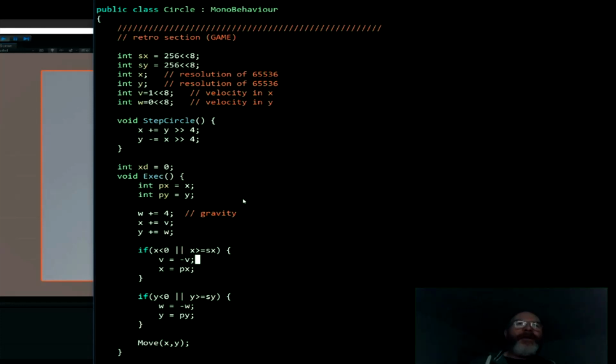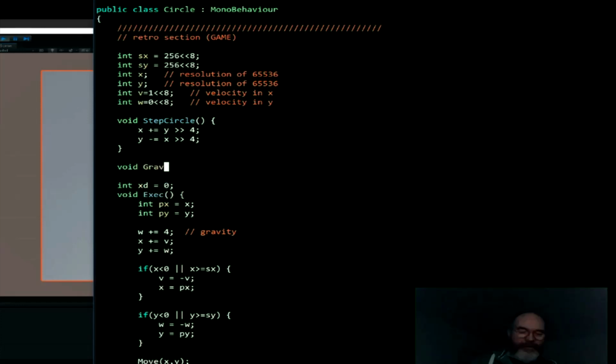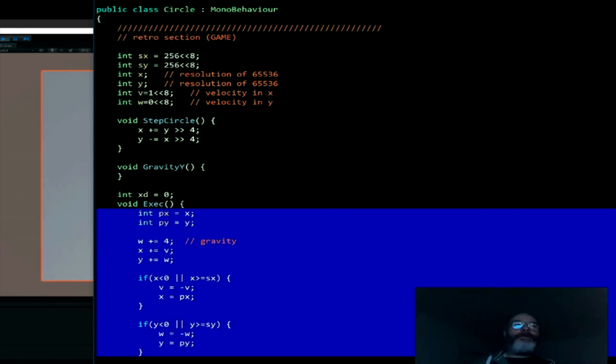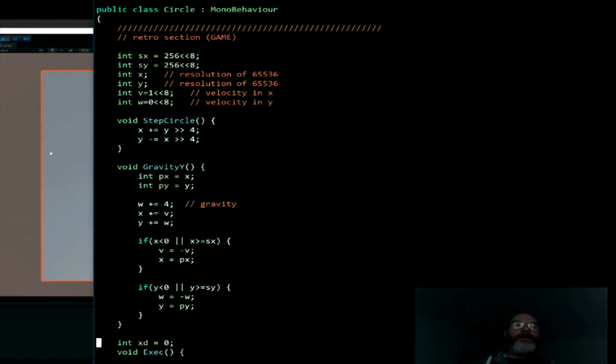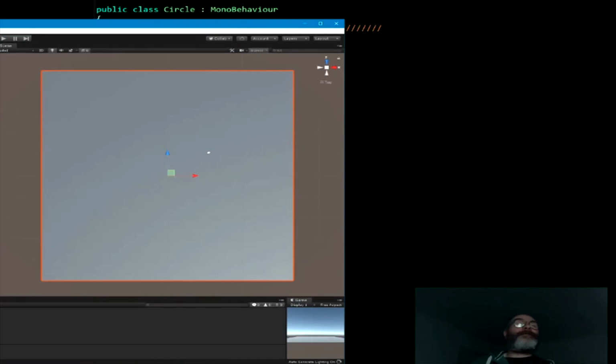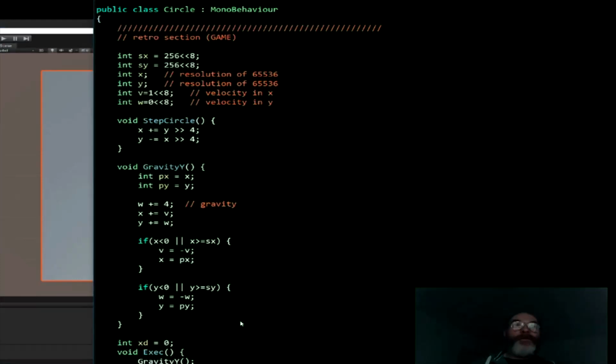I'm going to do a step circle, so we'll see how this works. This thing I have here, I think I'm going to put into a function. Ah, come on, gravity y, I'll call this. So I can just take that code and put it in here, and then this is a refactoring. So when you refactor, make sure you haven't changed your functionality. Even silly little things like this, you can still apply the same processes. Yeah, that's good. That's still working.